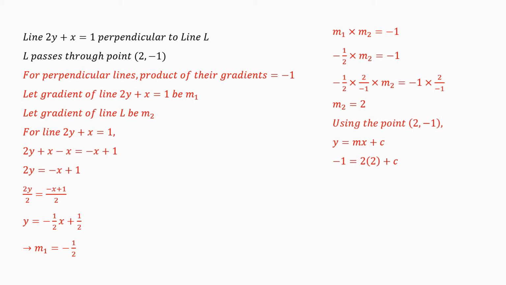So negative 1, which is the value of y using the point 2, negative 1, is equals to 2 into 2 plus c. So negative 1 is equals to 4 plus c. We can write it as c plus 4 is equals to negative 1. Subtract 4 from both sides of the equation. We obtain c is equals to negative 5. So the equation of the line is therefore y is equals to 2x minus 5.